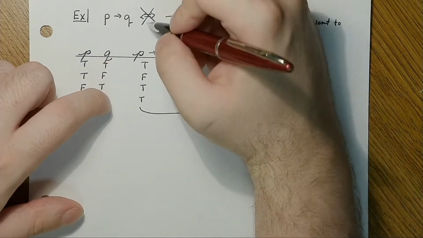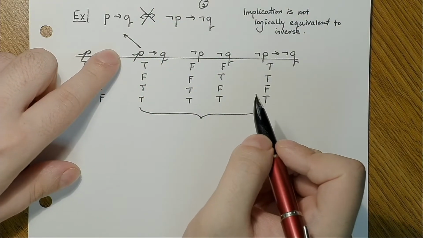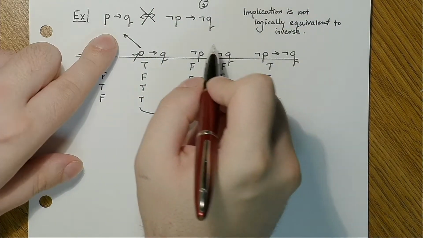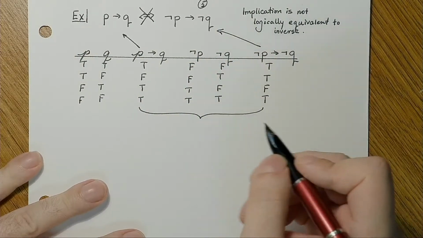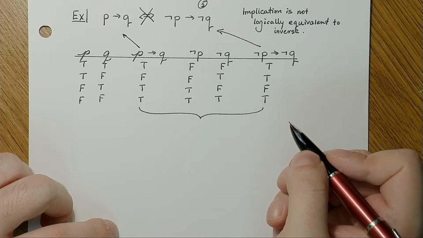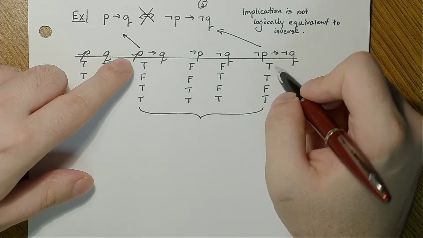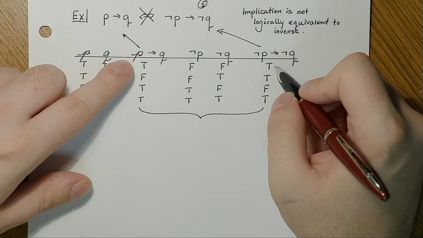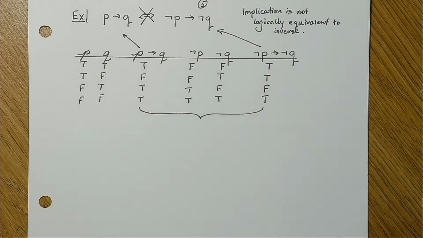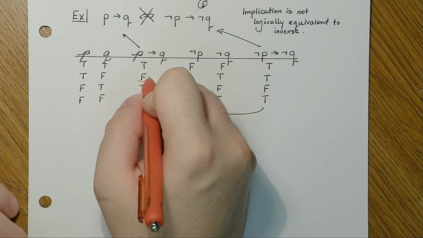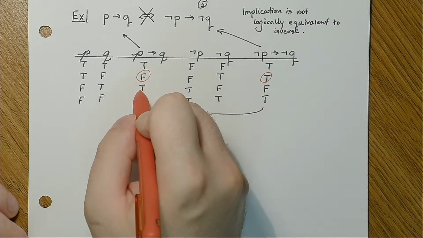Make sure I check. There's my truth table for the left-hand side, and here's the truth table for the right-hand side. Okay, did I get the same truth table? Nope. So here's what I can show you right here. These aren't the same. And right here is not the same.